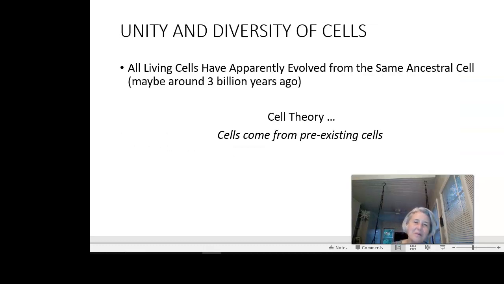So the third statement of cell theory is that cells come from pre-existing cells. To get daughter cells, you have to start with parent cells, pre-existing cells. Scientists have tried for centuries to combine the various types of molecules that we know exist inside cells, put them together, add energy, and yet we can't make a living cell just from the cellular components.